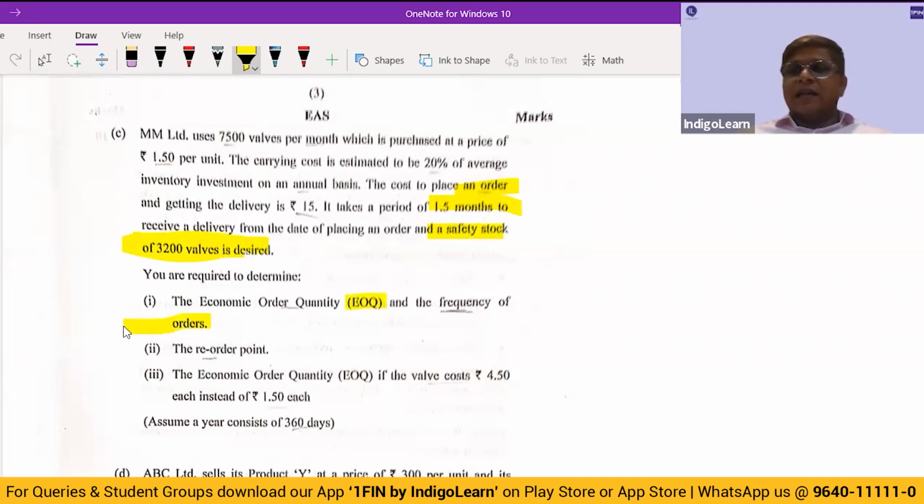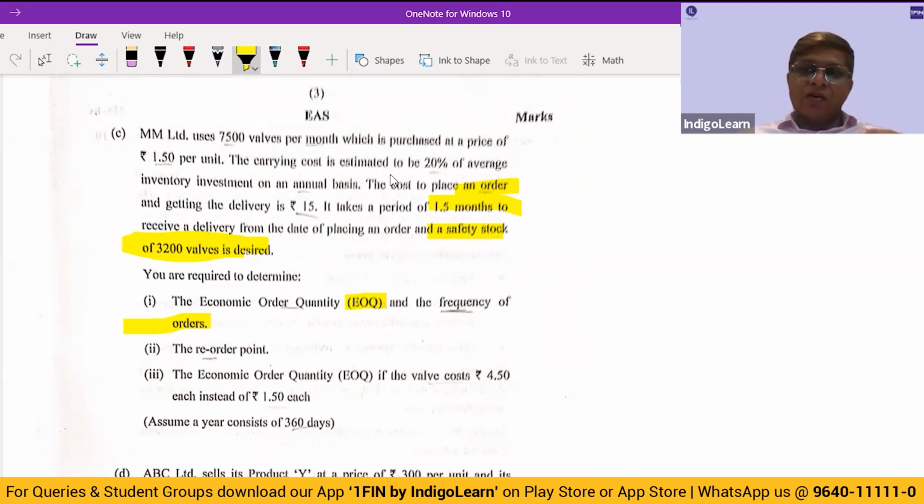Now, what is required? They are asking us to find out the economic order quantity and what is the frequency of orders. Now, this question appears to be straightforward, but in order to find out the economic order quantity, we usually use the square root of 2AO by C, where A is the annual demand, in which case we have it 7,500 valves per month. We can multiply by 12. O is given directly to us, and then C, the carrying cost. Now here they have given some estimate of carrying cost. So first we need to crack that.